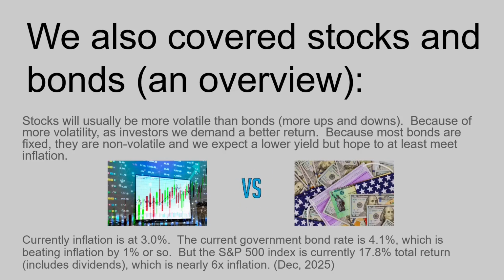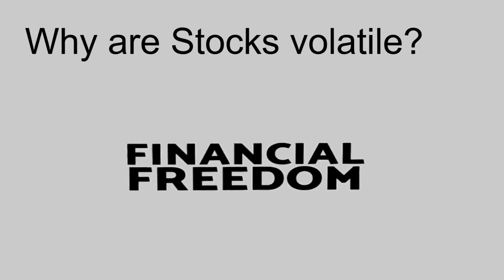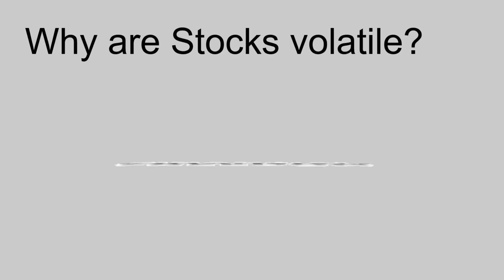So currently inflation is at 3.0%. The current government bond rate is 4.1%, which is beating inflation by 1% or so. But the S&P 500 index is currently at a 17.8% total return. That includes dividends, and that's nearly 6 times inflation, as of December 2025. Since stocks tend to pay a lot better than bonds, we have to deal with volatility, and the question is, why are stocks so volatile?